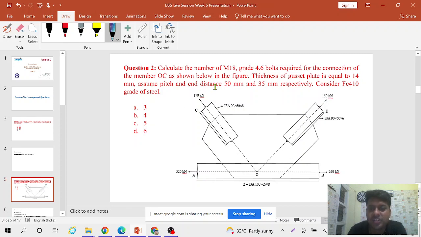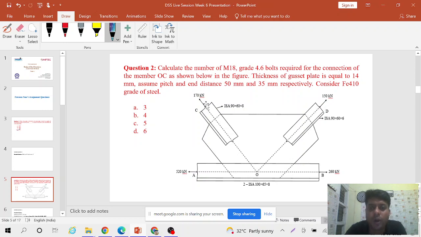Assume pitch and end distance. It is written here: first pitch 50 mm and then end distance 35 mm respectively. Consider Fe 410 grade of steel. Here you can see that member OC is subjected to a tensile loading of 170 kilonewton, and the section size given is ISA 90 cross 60 cross 8. The dimensions are in mm. The loading conditions and section size are given, but we are not interested in these parts, only in the connection of member OC.